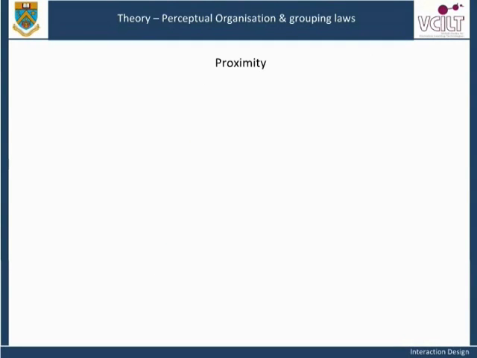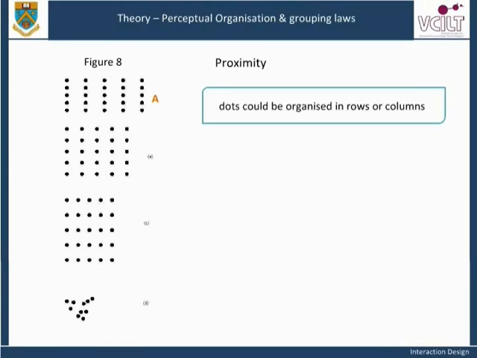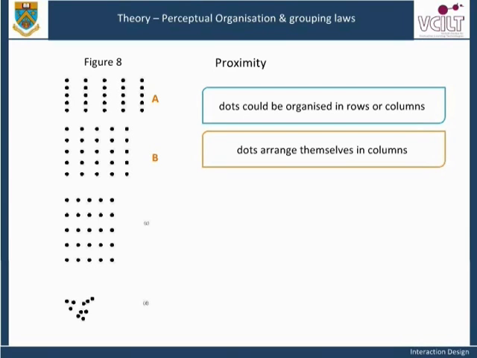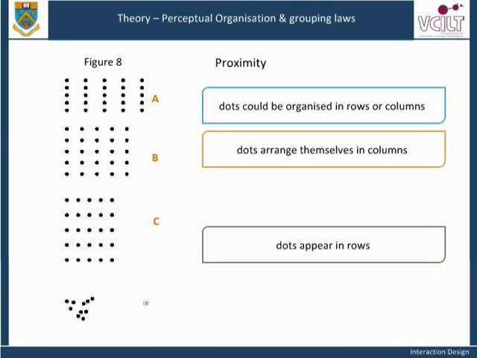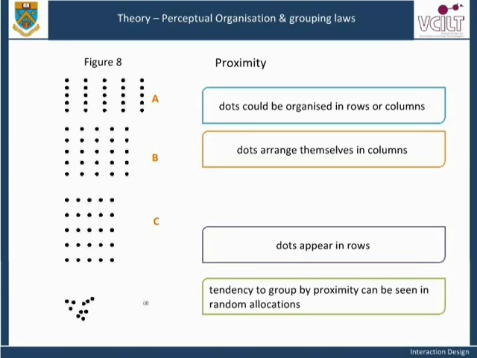Proximity. In figure 8, the dots could be organized in rows or columns. Due to the proximity of dots in 8b, the dots arrange themselves in columns. Conversely, the dots in 8c appear in rows. Proximity need not only apply to organized items; the tendency to group by proximity can be seen in random allocations such as 8d.